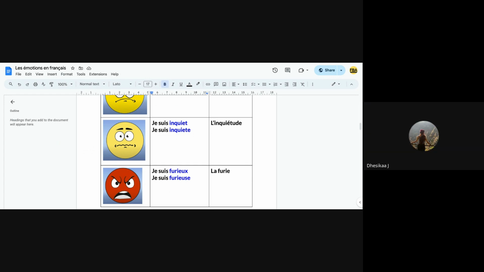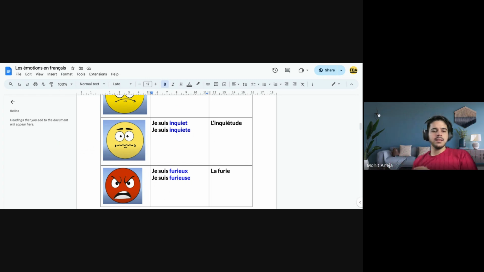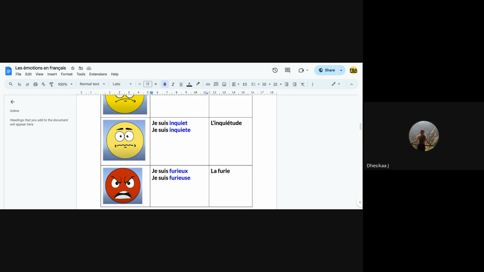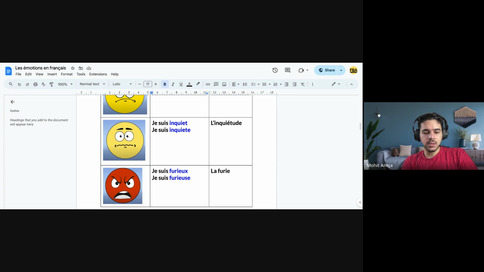The first one is two words, they're not just anxious. Repeating this, inquiet. There's a very slight difference, right? No, there's not a slight difference, there's a huge difference. You don't round your mouth at all while saying the in.